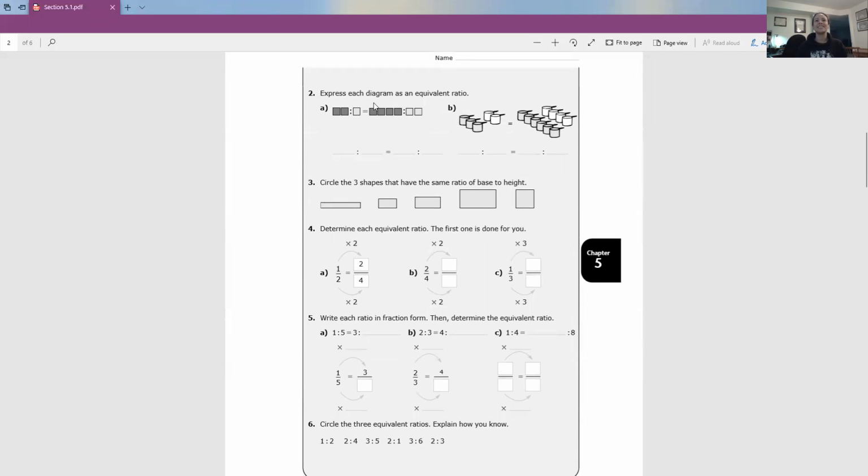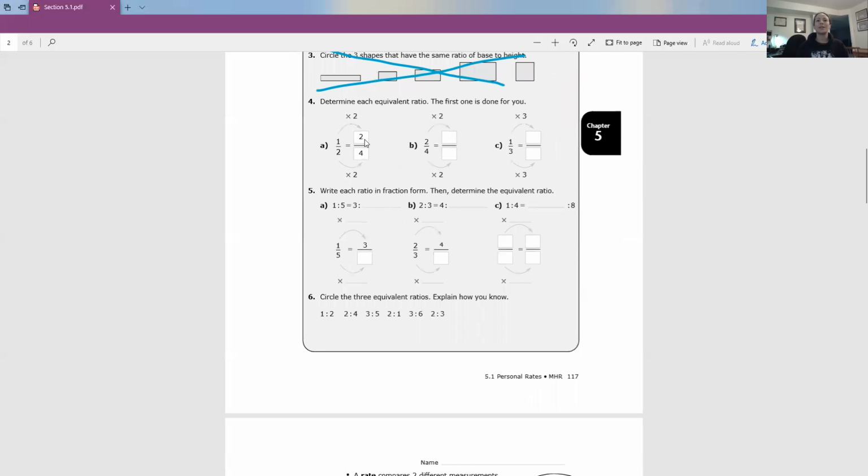Moving on to question 2, they did the same idea, but with colored squares and light squares. So this right here could be a 2 to 1 ratio for the simple one, and that, if you look at a larger value, is equal to 4 to 2. And again, you'll notice that both values were doubled, okay? Try the next one on your own. You don't have to worry about question 3.